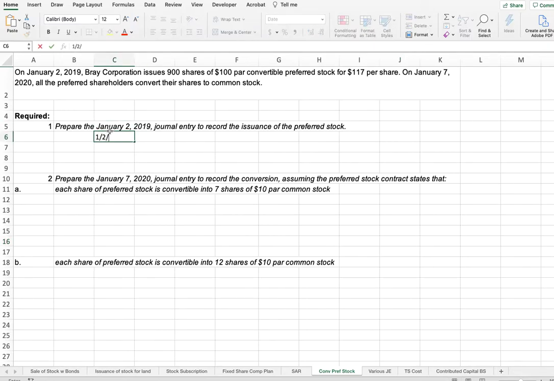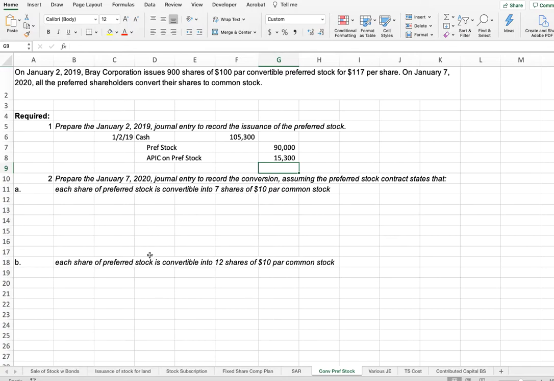So January 2nd, 2019, and in this case, we're receiving cash, and that's in exchange for preferred stock, and it's in excess of par. 117 is obviously greater than 100, so we'll also have our additional paid in capital on preferred stock. And so our cash is equal to the 900 shares times the 117. The preferred stock is the 900 times the par value 100, and the additional paid in capital is the 900 times the difference, or 17.